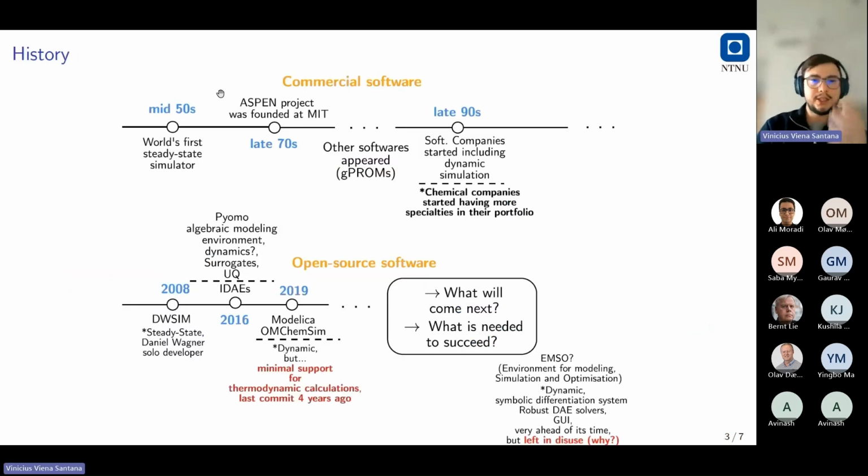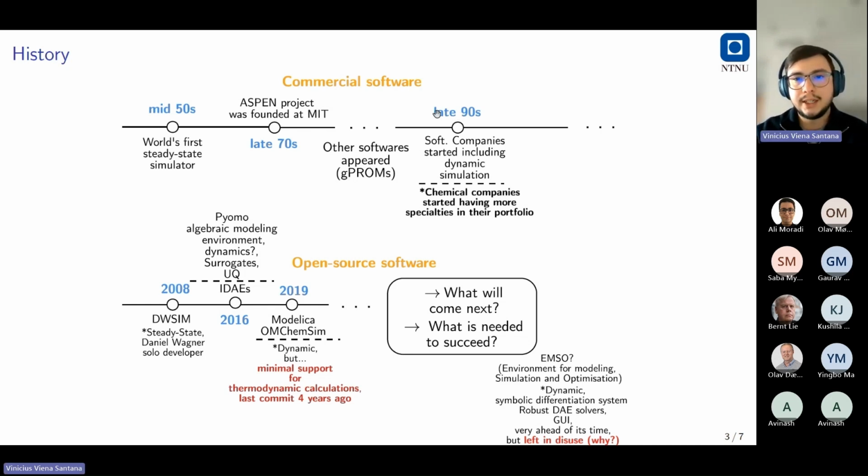So the history behind process simulation is quite long. And in order to know how to go in the future, we have to know what happened in the past, right? It's well known that commercial solutions have been available for a while, and everything started about the mid-50s with the world's first steady-state simulator. In the late 70s, the Aspen project was founded at MIT, not the Aspen company, the project. Meanwhile, other software appeared like gPROMS, which is very famous for dynamic process simulation.